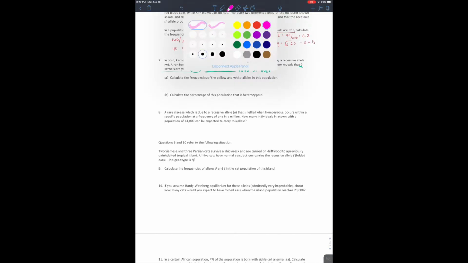So to find the Q squared, well, first I'm jumping the gun here. Let me get to what the question is. It wants us to calculate the frequency of the yellow and white alleles. And then it wants us to calculate the percent of this population that is heterozygous. So it wants us to calculate P and Q. Those are our dominant and recessive alleles. And then it wants us to get the heterozygous percentage, or 2PQ. So let's go ahead and get part A out of the way.